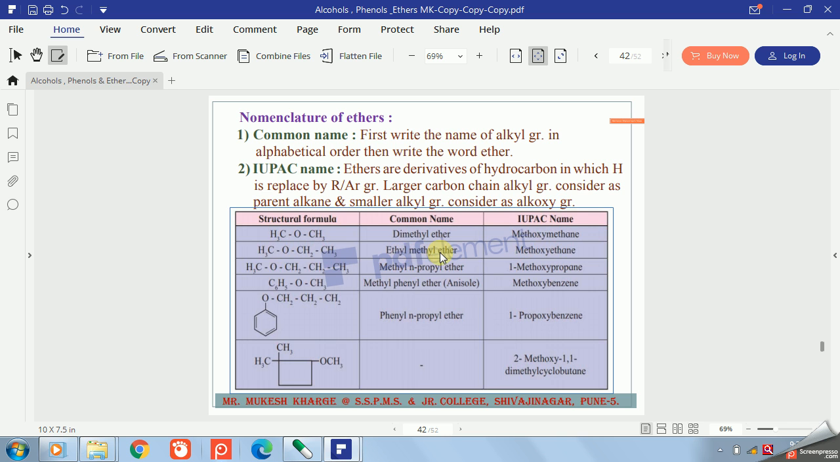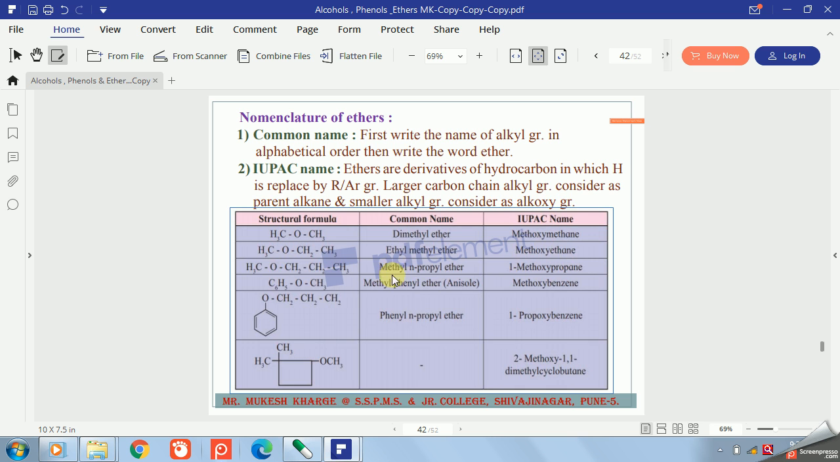How will you write the IUPAC name of this? So now two different groups are attached to divalent oxygen atom. One is CH3, so it is smaller group, so write down CH3O as an alkoxy group, that is methoxy, and C2H5 means 2 carbon alkane is ethane, so parent compound is ethane, so what is the IUPAC name of this compound?